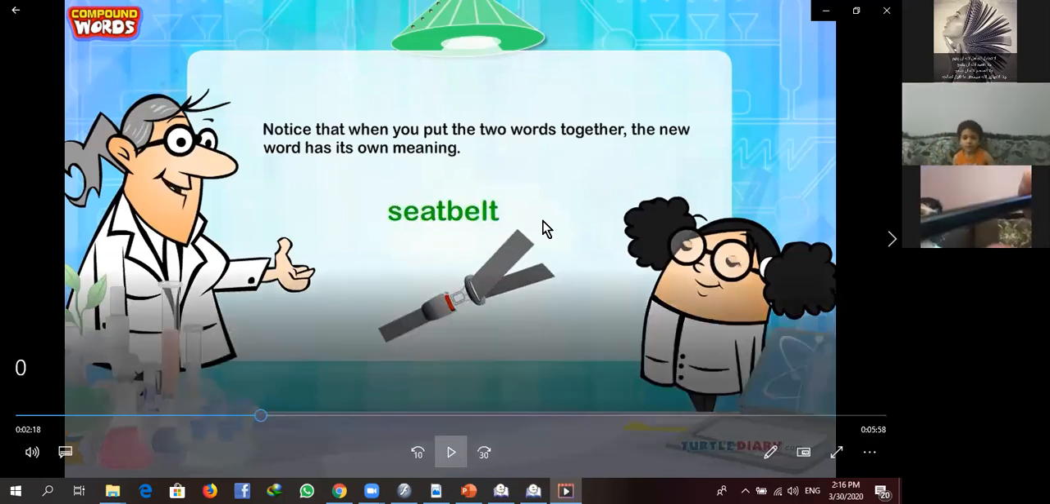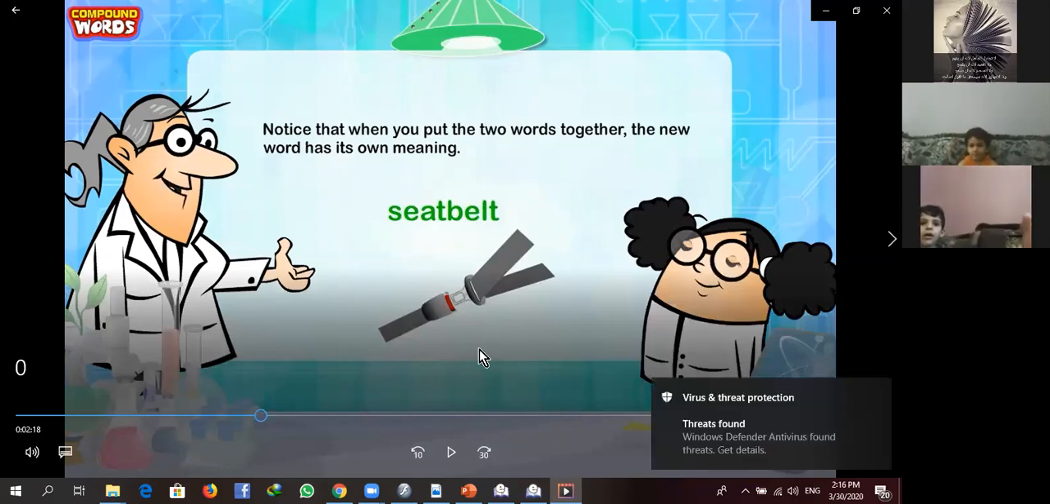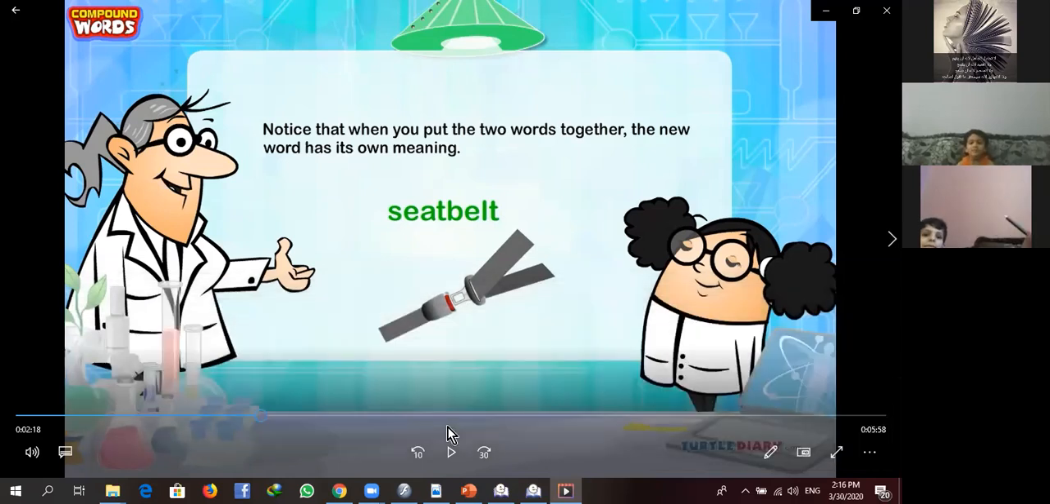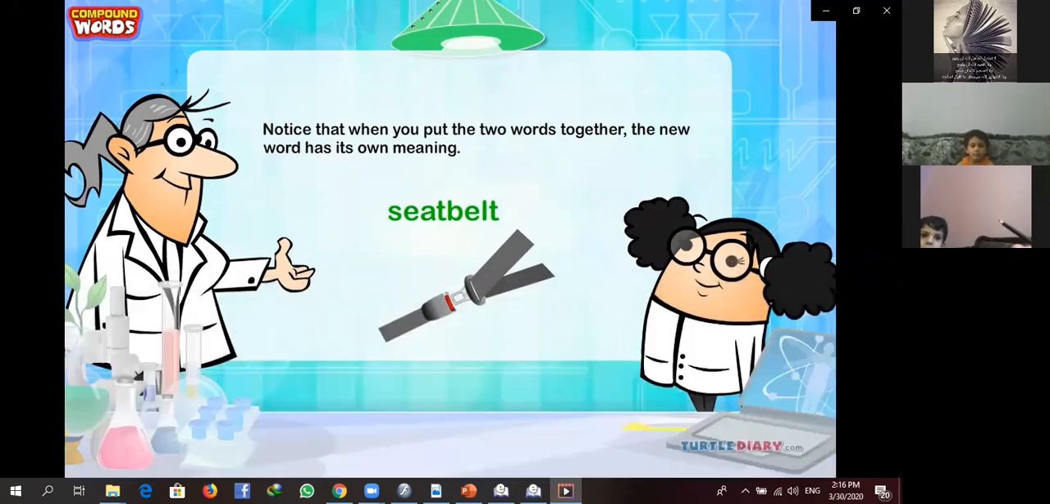You see it? You know it now? Yes. Do you see the seat belt, guys? Omar, Minwer, do you see it? Okay. So let's complete.